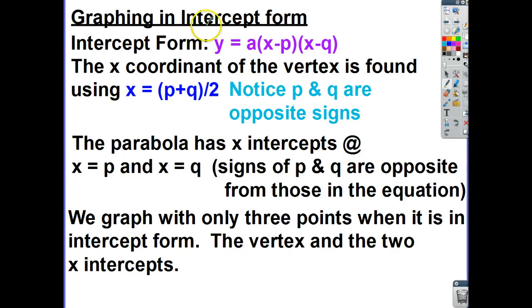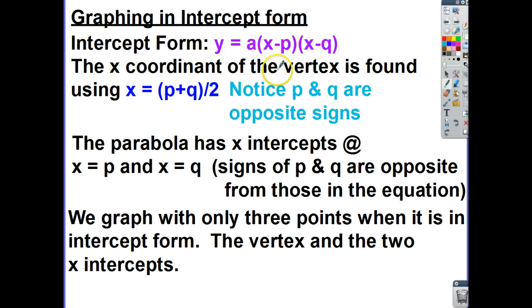All right, the last form is graphing in intercept form. Intercept form looks like this: y equals a times (x minus p)(x minus q). You can look at it as the trinomial being factored into two binomials, with a being the coefficient of all of it.